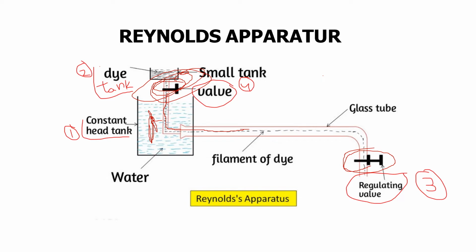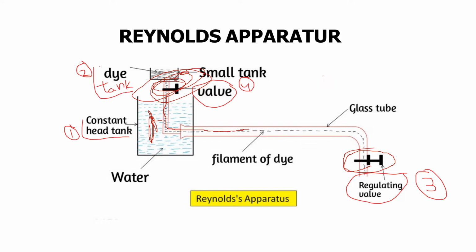And now we are going to discuss Reynolds apparatus. Reynolds apparatus consists of a dye tank, constant head tank, small tank, valve, glass tube, filaments of dye, and regulating valve. Why is it called a constant head tank? When the water flows into the glass tube, the head of the water remains constant. That is why we call it a constant head tank.